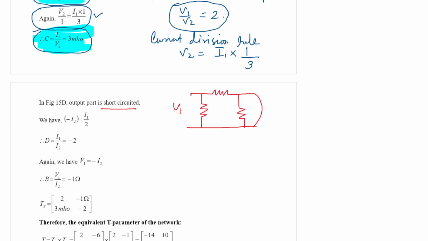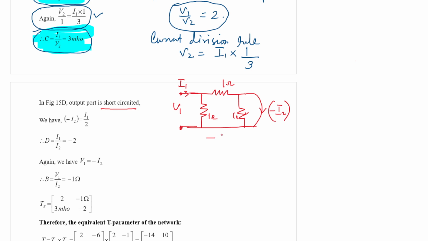So this is V1, current should be I1, this is 1 ohm, this is 1 ohm, 1 ohm, and this current must be minus I2. Shorting means current reverses its direction. So at the first stage, this 1 ohm resistance is directly short circuited, so it is effectively out. It is ineffective. It will not create any influence on this network.